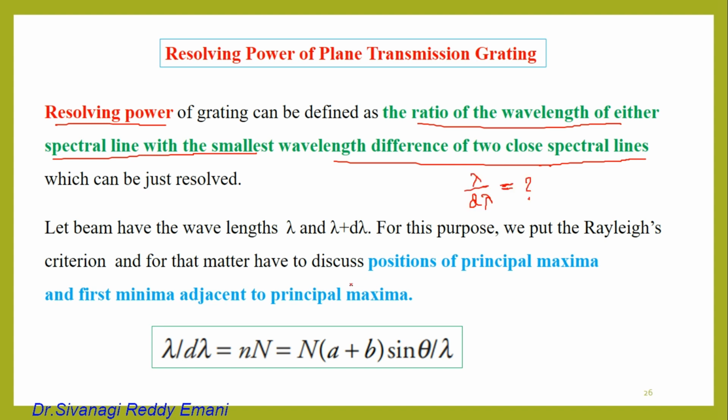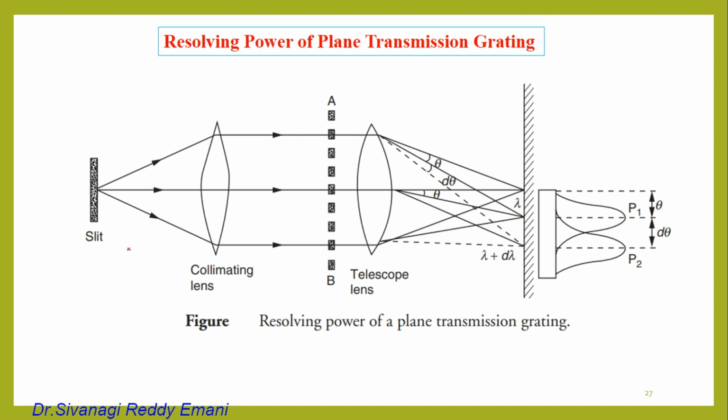For that purpose, we will consider a beam having two different wavelengths, lambda and lambda plus d lambda, and we will apply Rayleigh's criterion. We take a source, a slit, then a collimating lens, which makes the beam into a parallel beam, and then AB is nothing but a transmission grating. Once the light is transmitted, we use another lens which converges the light onto the screen. So here it forms the maxima and minima.